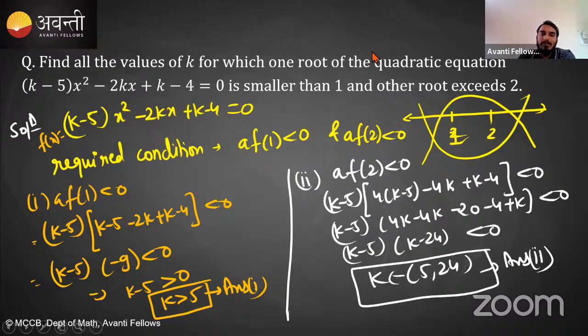Right? So whenever this kind of situation happens, that one root is smaller than some number and another root is bigger than this number, it means clearly 1 and 2 are lying between the roots. That can only be possible when a into f of 1 is negative and a into f of 2 is negative. Yes or no? Is this clear? Any doubt, students? Okay, then let's proceed.